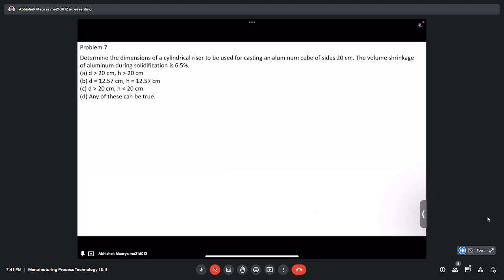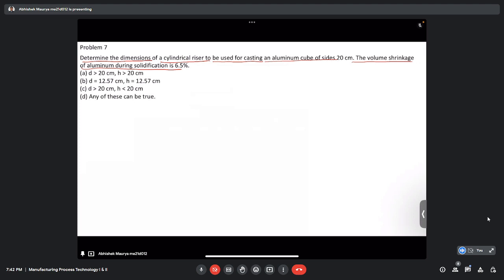Okay, so let me help you out. So if we see what is given in the problem: determine the dimensions of a cylindrical riser to be used for casting an aluminum cube of 20 centimeter. And what is given? Volume shrinkage of aluminum during solidification is 6.5 percent.